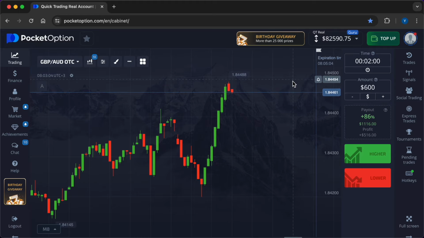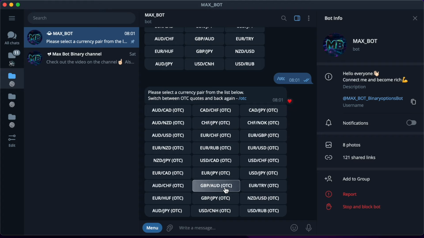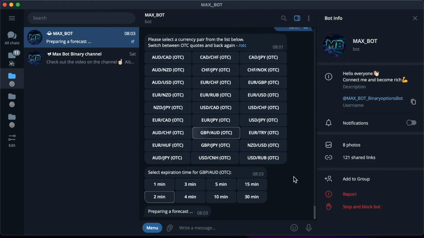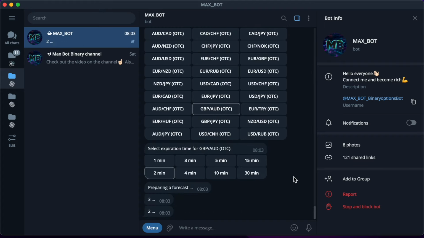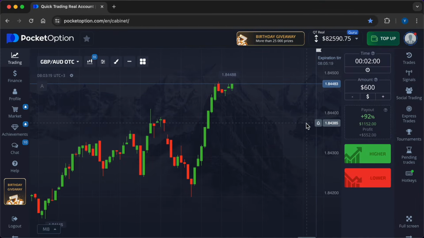Link in the description. Now I will work on the time frame 2 minutes with the currency pair British Pound Australian Dollar, over-the-counter trading. The bot gives a prediction in 3 seconds, lower. In this case, you need to press the red button on the broker.